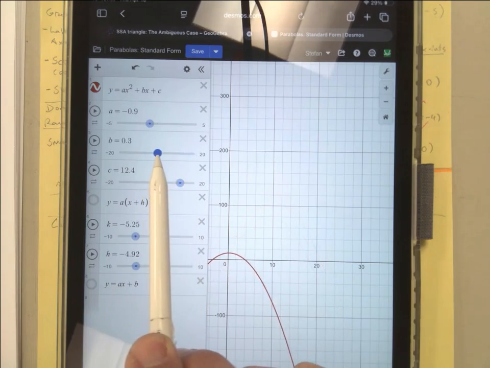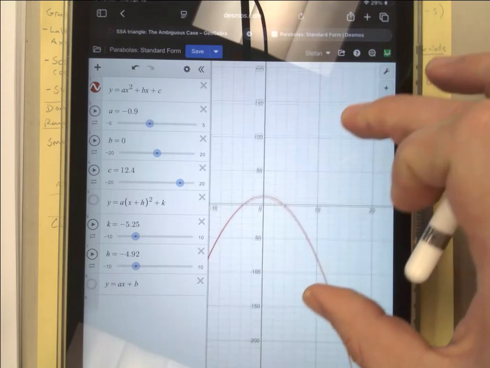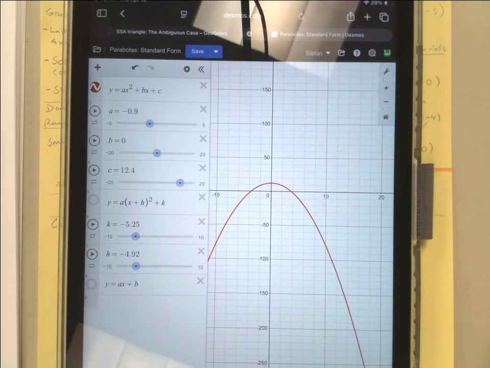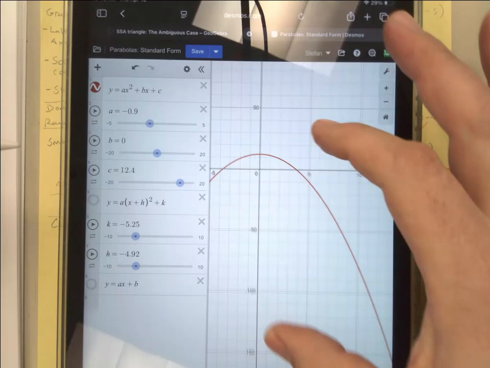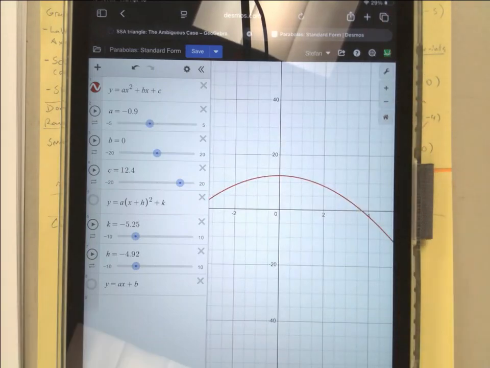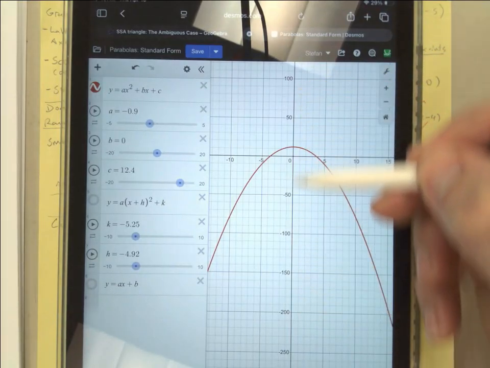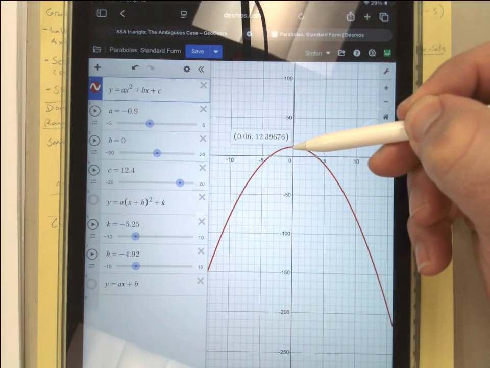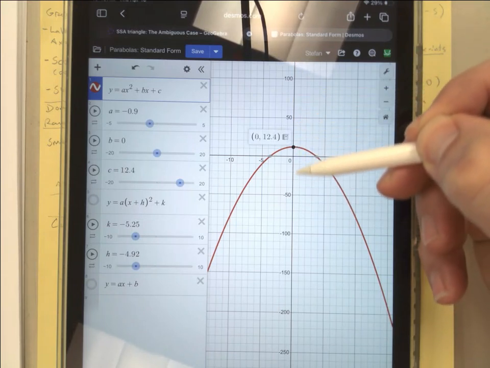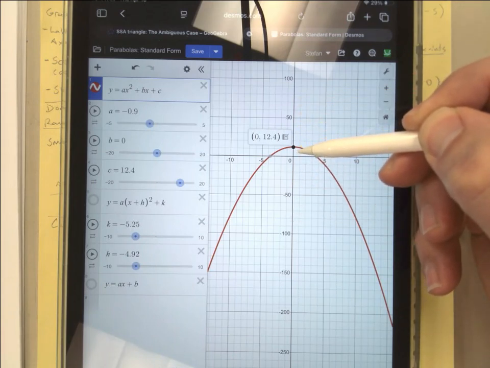Also, one more thing. If B is 0, watch what happens. I want to emphasize that today because sometimes you'll have that. B is now set to 0. Where is the vertex? Let me zoom out a bit. Can you see that it's right dead center? The y-axis is kind of like my axis of symmetry here. That is something that you will observe.